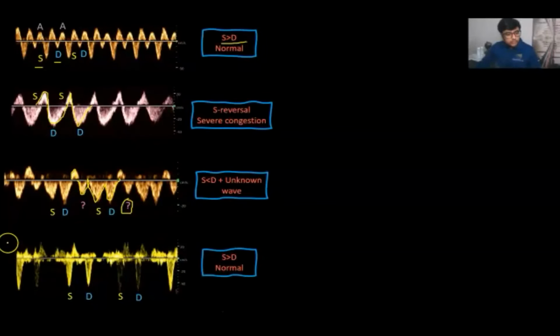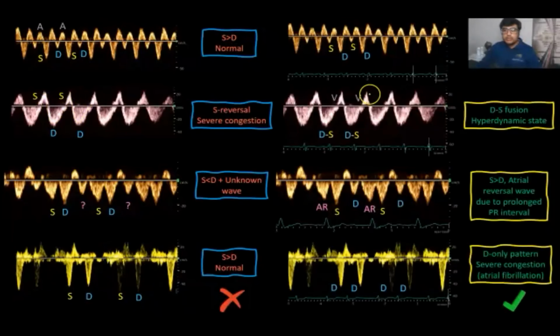And here on the fourth waveform, it feels like I'm seeing two waves in each cardiac cycle. So more or less it looks normal, like S slightly more than D. And this patient had atrial fibrillation also, and that's why probably the spacing is slightly different between the cardiac cycles. So that's what I would think without EKG. But with EKG, how does this change?